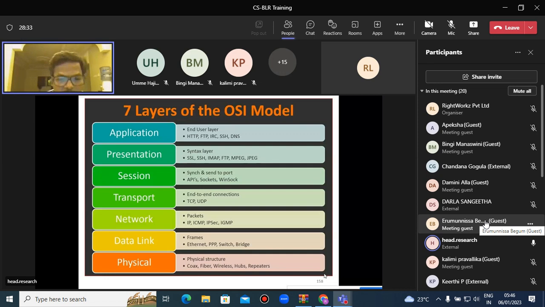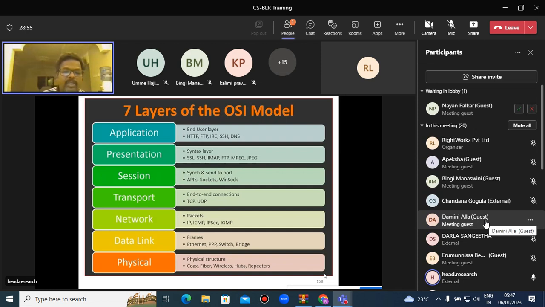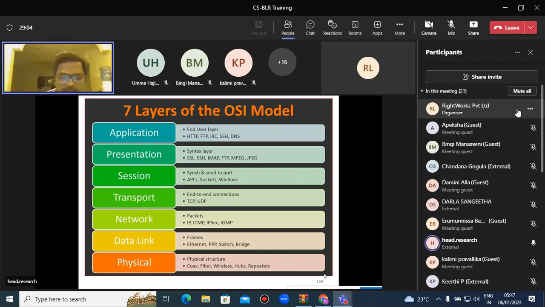Then network layer. Network layer is nothing but we are using various types of networks, maybe local area network, wide area network, and metropolitan area network. The network layer takes data from the data link layer and sends information to the transport layer. Network layer works through packets. A packet is a collection of data with the help of zeros and ones. We use protocols like Internet Protocol, ICMP, IPsec, and IGMP.